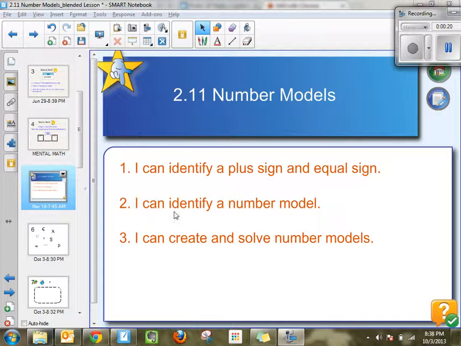Second thing here, you're going to be able to identify a number model. So you'll be able to tell me what is a number model and what is not a number model. And then the last thing that we're going to practice is having you create your own number models as well as solve them. So let's get started.